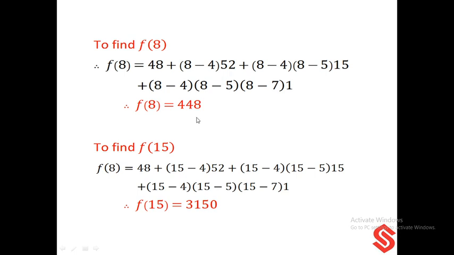we will get f of 8 is equal to 448. Similarly, to find f of 15 we substitute x is equal to 15, sorry, it is not f of 8, it is f of 15. F of 15 is equal to f of x naught plus x minus x naught, x is 15 here, and then the first divided difference 52, second divided difference 15 and third divided difference is 1, and we substitute, we will get f of 15 is equal to 3150.